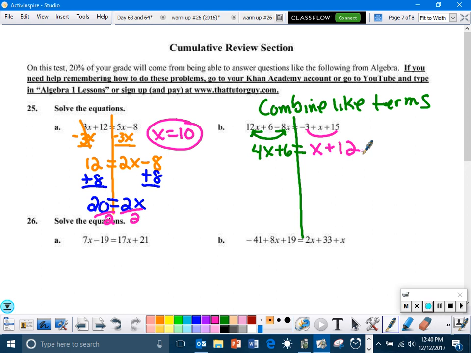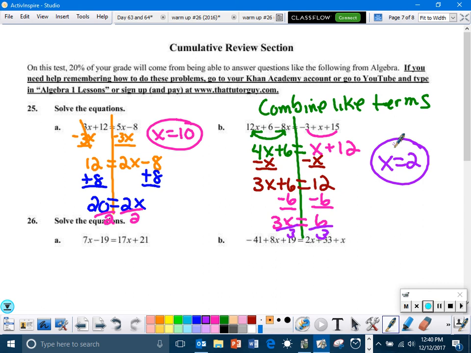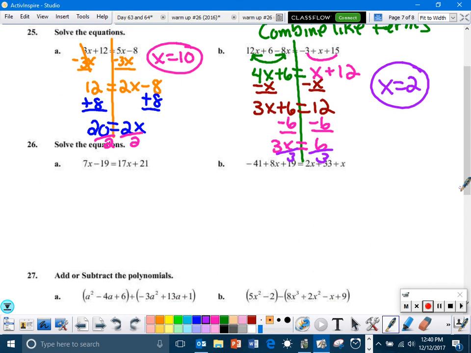Now it's just like letter A, we're going to solve it. So here we go. Again, I'd like to keep x positive, so I am going to do this first. Okay, now I have to subtract 6. And then my last step, I have to divide by 3. Okay, so 2 more problems just like that. I'm going to solve these without talking.